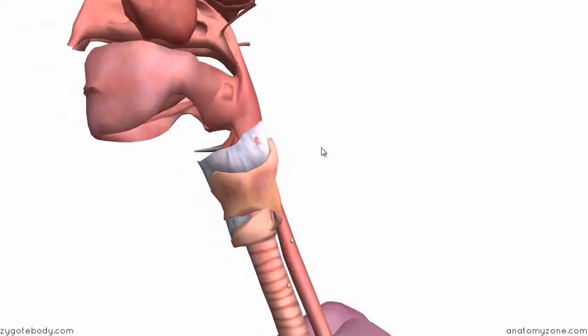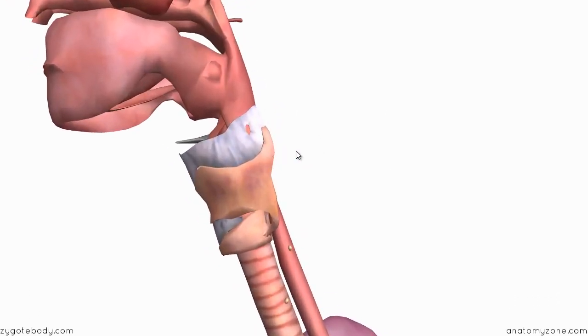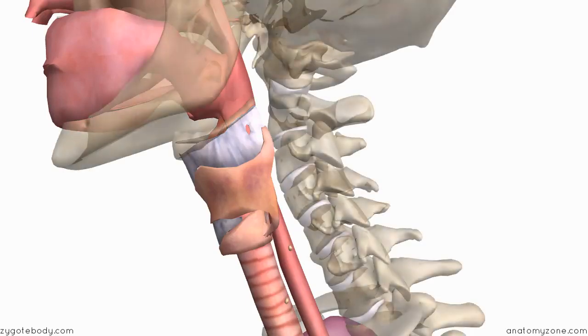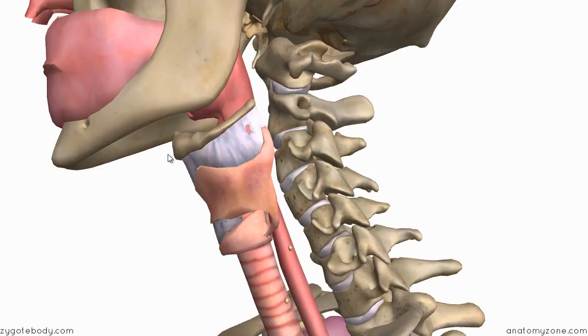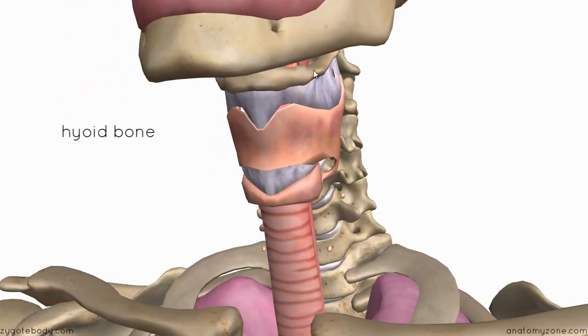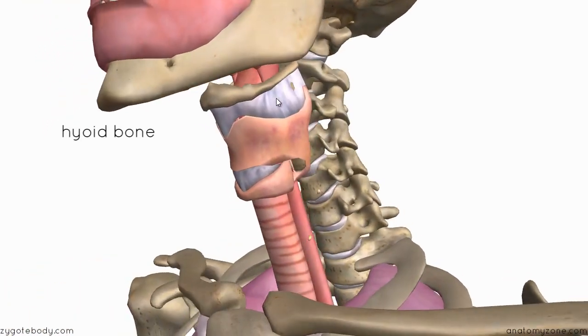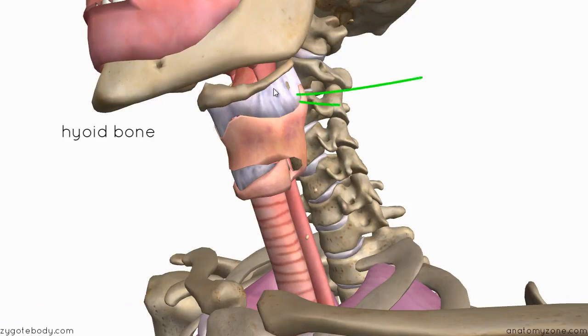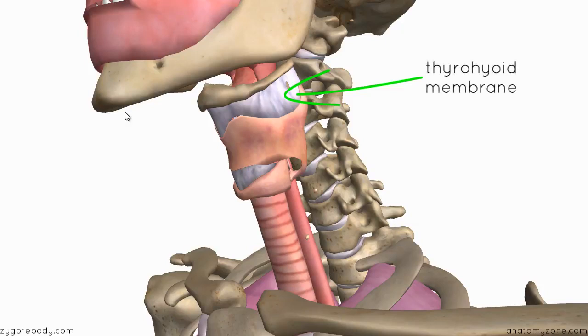So before I talk about the cartilages, it's probably worth mentioning the relationship of the larynx to the hyoid bone. So if I just bring in the bones, you can see the hyoid bone here, and I've done a tutorial on this bone itself, but you can see this membrane from which the thyroid cartilage is suspended. So this is called the thyrohyoid membrane.